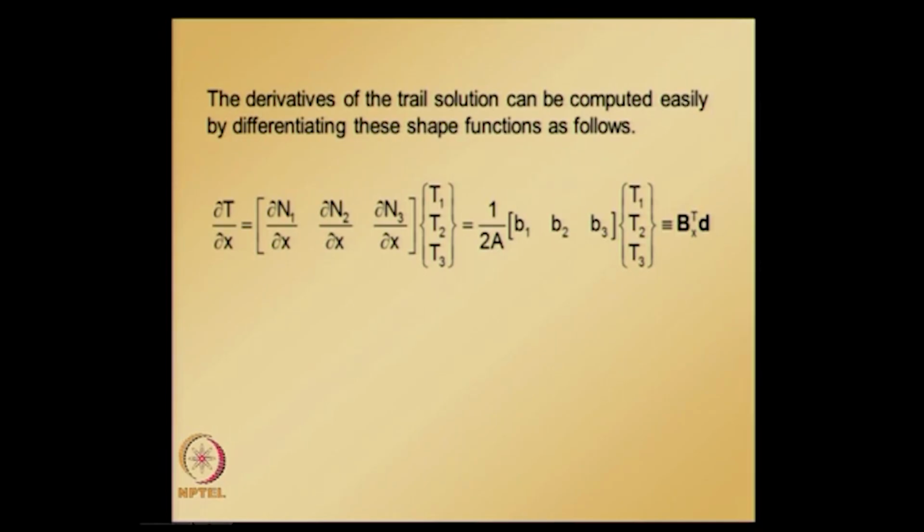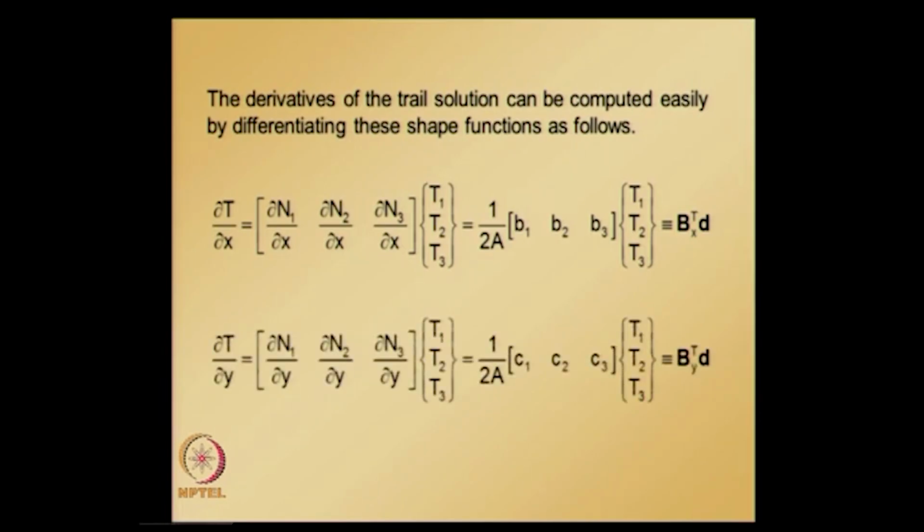You can see the derivative of T with respect to x is a constant, because B1, B2, B3 are all constant, and T1, T2, T3 are the nodal parameters, and A is a constant which is the area of the triangle. So, finally, the derivative of T with respect to x is constant. That is why this element is called the constant strain triangular element. Similarly, the derivative of T with respect to y is constant, and it is going to be a function of C1, C2, C3, and each of these can be compactly written as Bx transpose D, By transpose D.